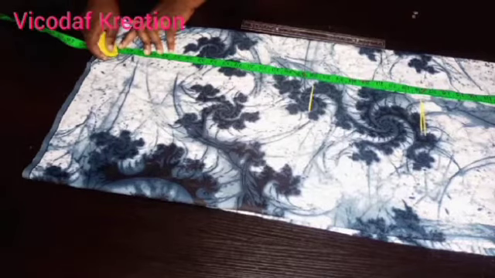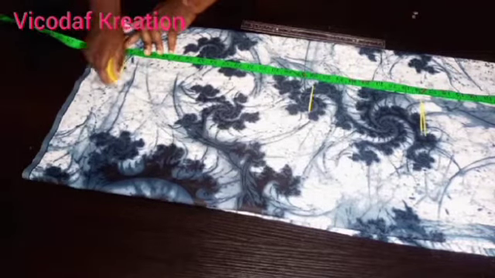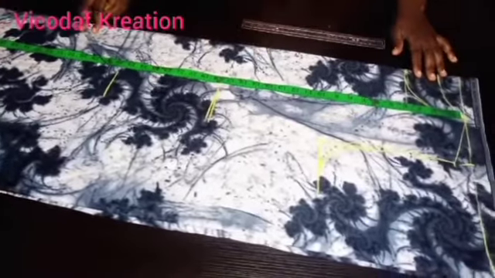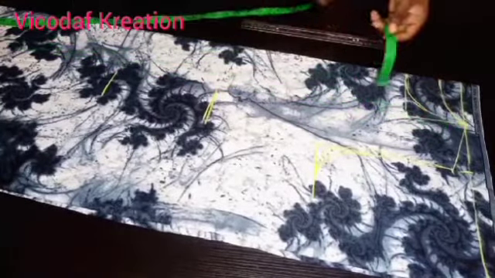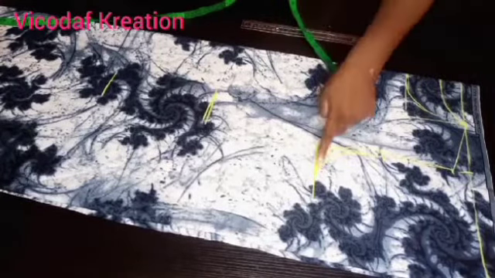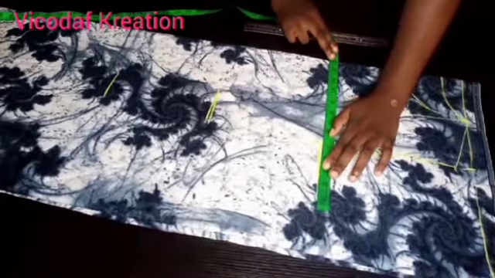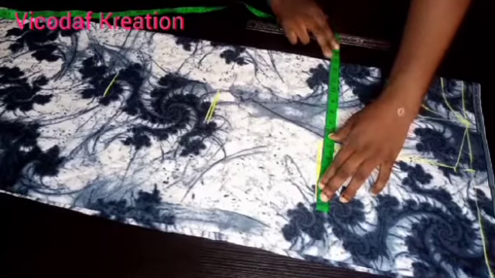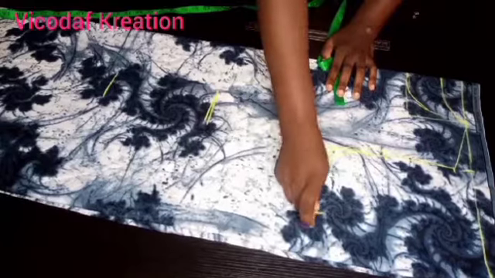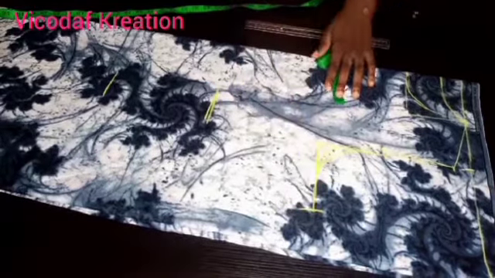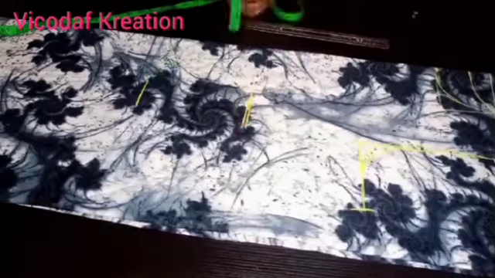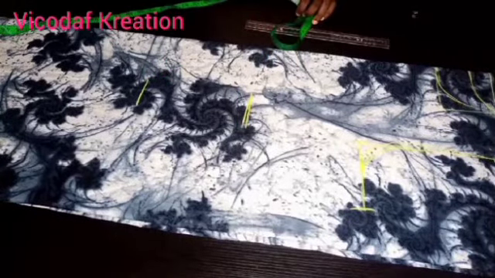It works for all measurements, all sizes. Then I will mark my gown length. After this, I will input my measurement. The bust I'm working with is 44. So I will add 2 inches to that 44. 44 divided by 4 is 11. If I add 2 inches, that will be 13. So I've marked 13 on my bust line, on my chest line.